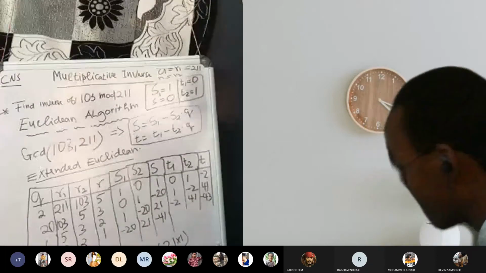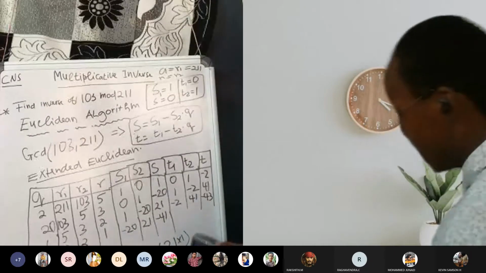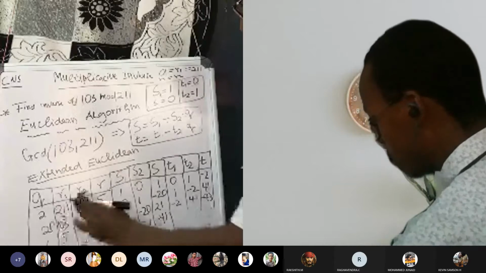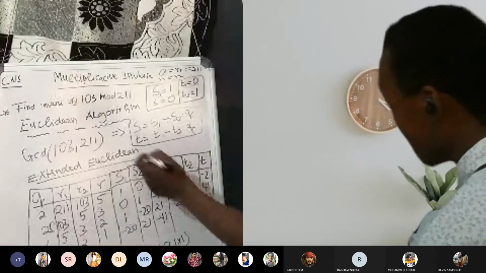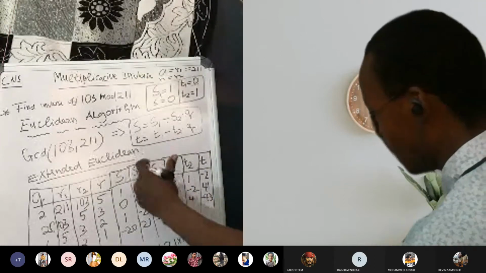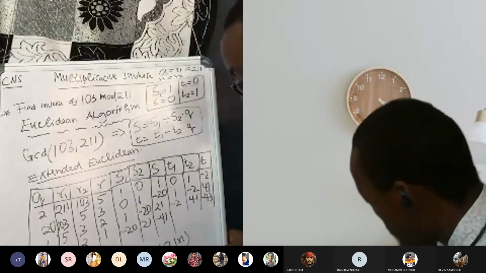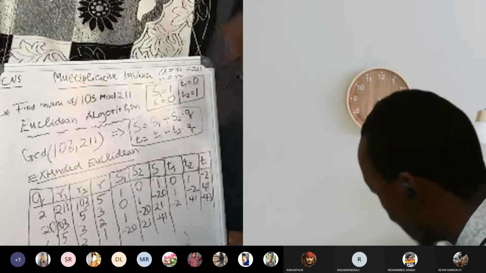Be careful in the mathematics here. Okay, minus 41. So at the end, I will be using this only. At the end, I just want to show you the value of S and T, because S and T will be the same as the second method. All right, minus 41. We keep going here.